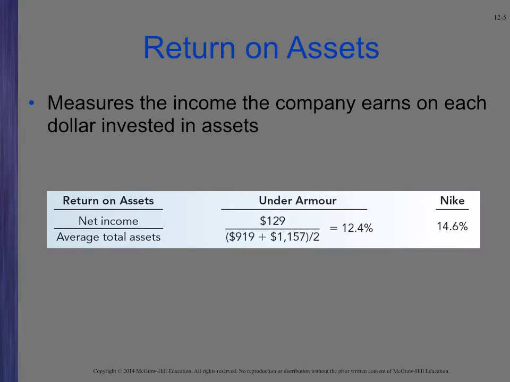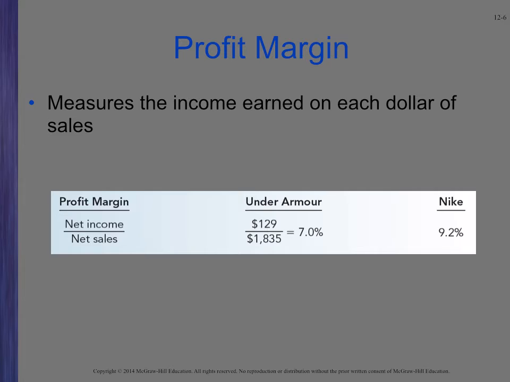Then we can further separate return on assets into two ratios, one being the profit margin and the other one being the asset turnover. Profit margin measures the income earned on each dollar of sales. We calculate it by dividing net income by net sales. In other words, it is a ratio of net income to net sales.